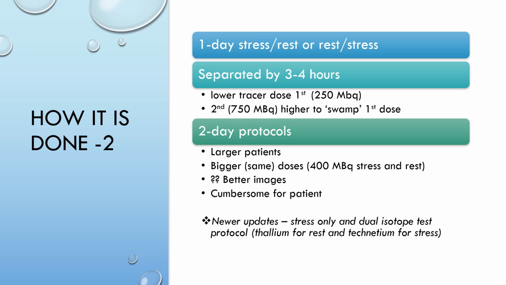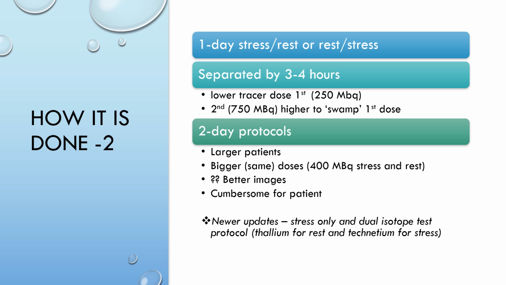So it's important to note that if we're doing just the 1-day stress rest or rest stress, the two protocols are separated by 3 to 4 hours. The first tracer dose is normally lower than the second tracer dose. In fact, the guidelines say that the second tracer dose should be 3 times the first tracer dose, so as to swamp the first dose. And it doesn't matter if this is stress rest or rest stress.